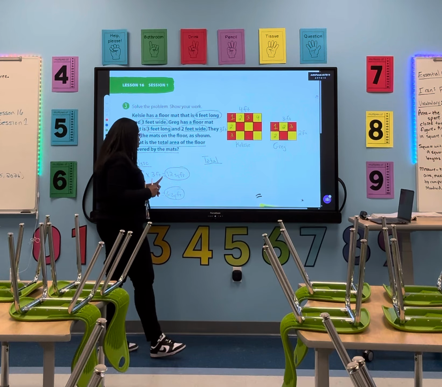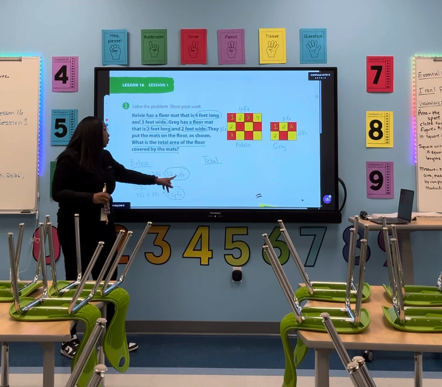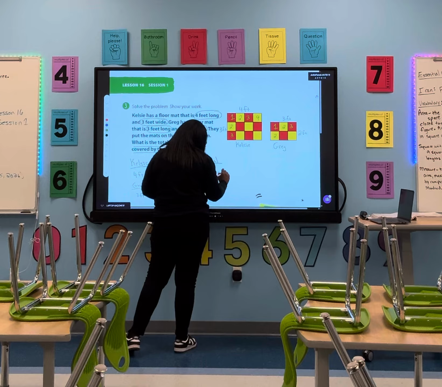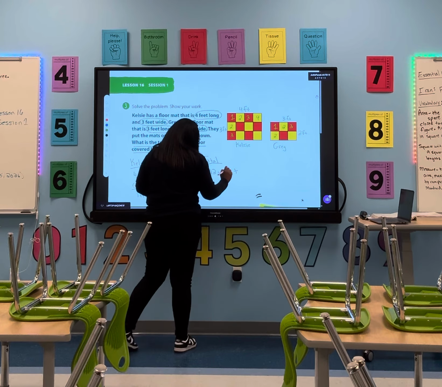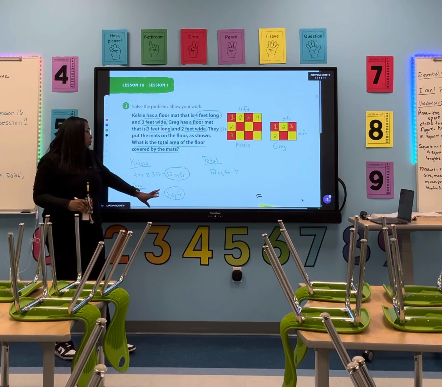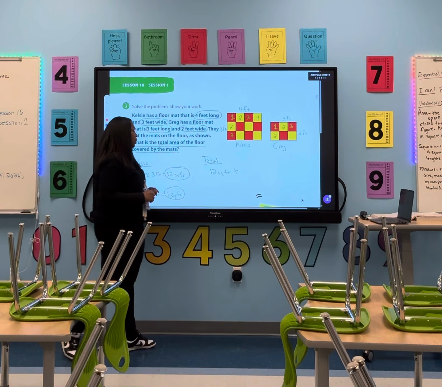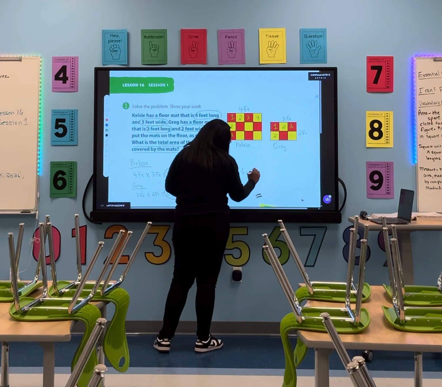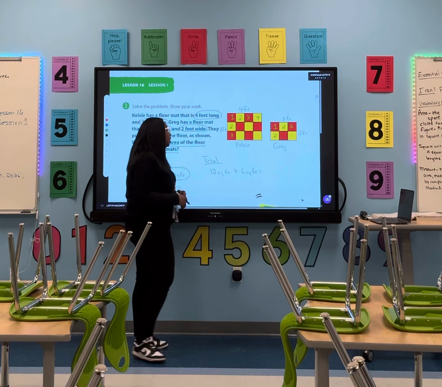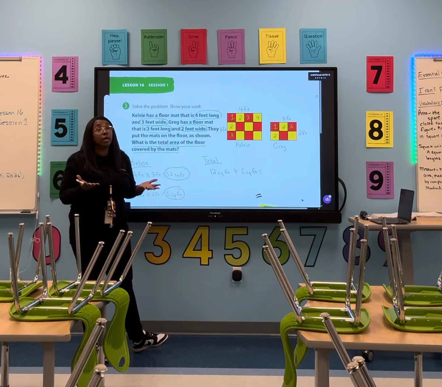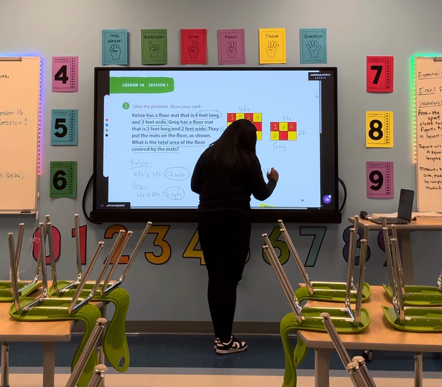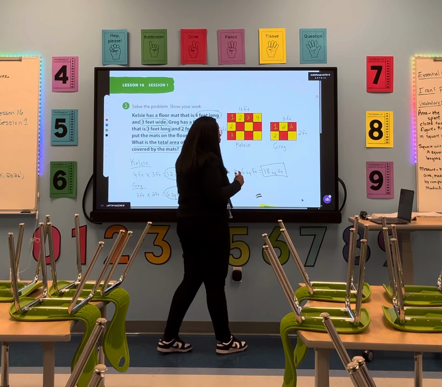So to find the total, I'm going to take Kelsey's total area, or her area, which is 12 square feet. And then I'm going to add it to the area for Greg, which is 6 square feet. And when I add my 12 square feet to my area of 6 square feet, that's going to give me a total area of 18 square feet. So that is my final answer.